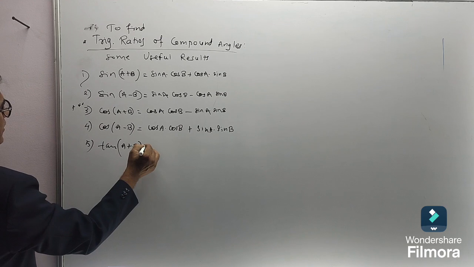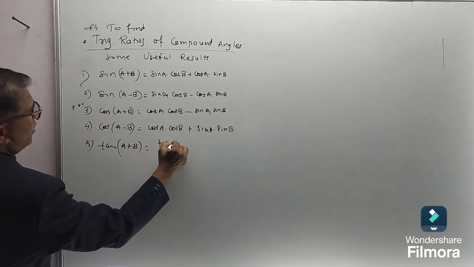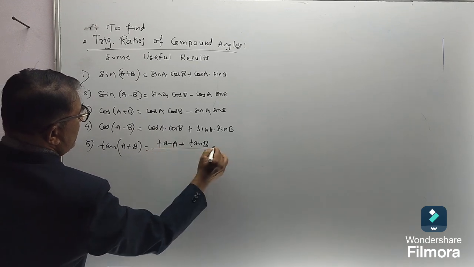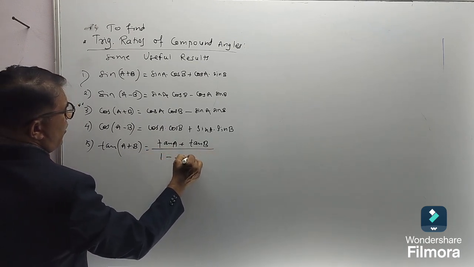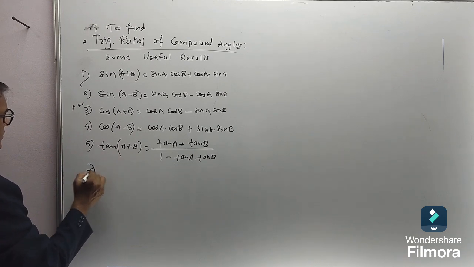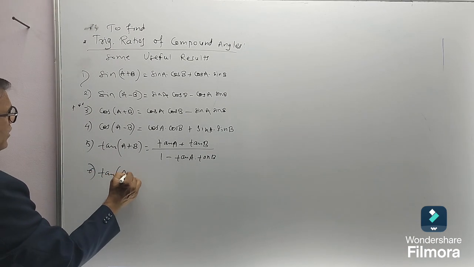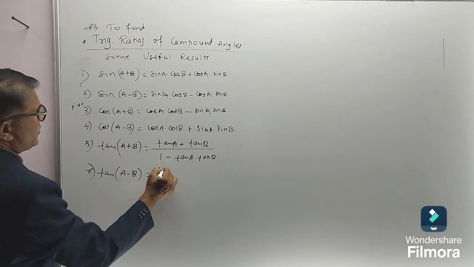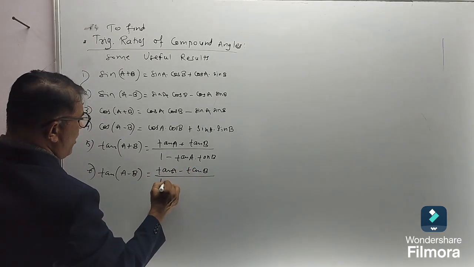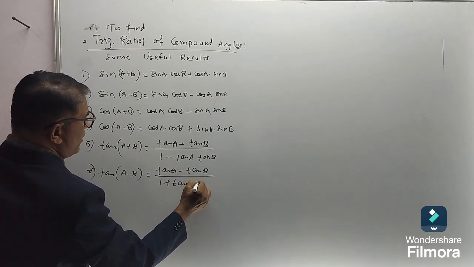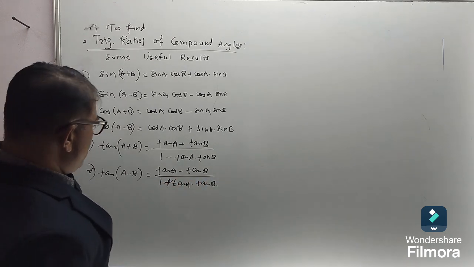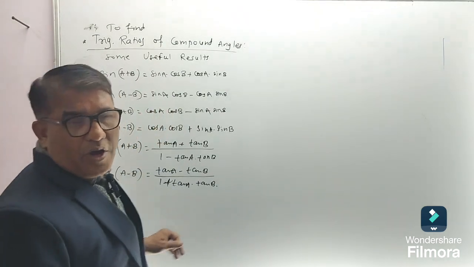Fifth one. Tan of A plus B is equal to tan A plus tan B upon 1 minus tan A into tan B. And the sixth one, tan of A minus B is equal to tan A minus tan B upon 1 plus tan A into tan B. These are trigonometric ratios of compound angles.